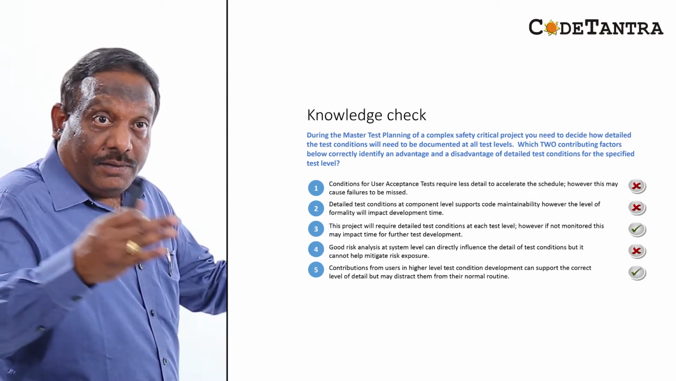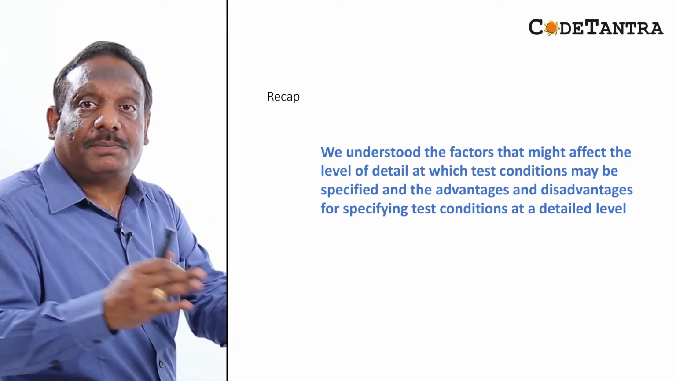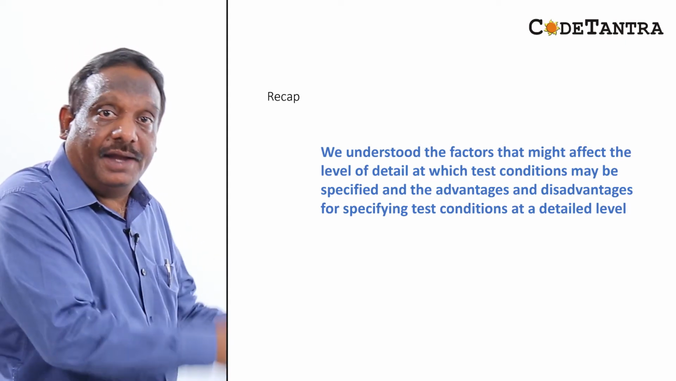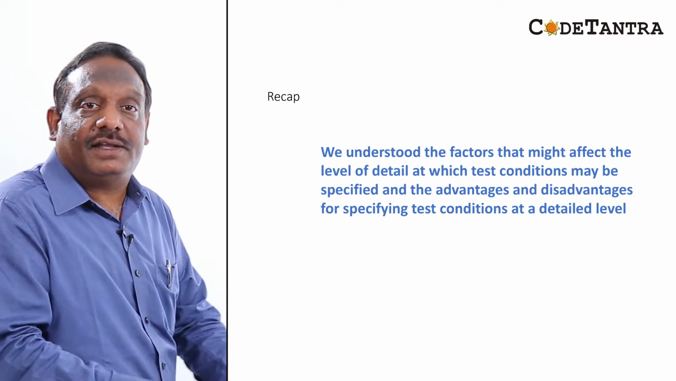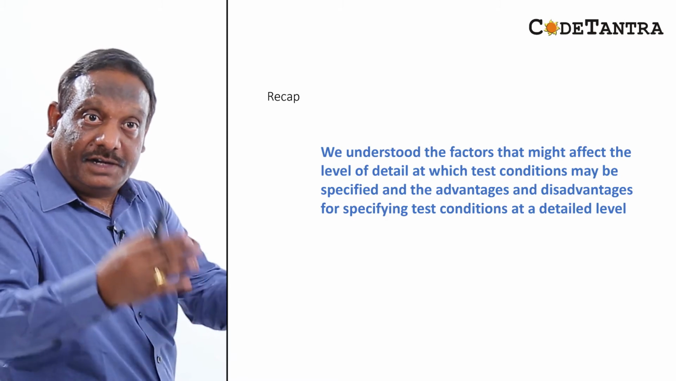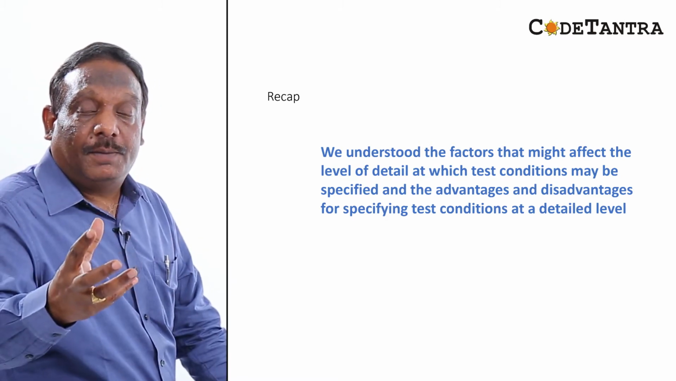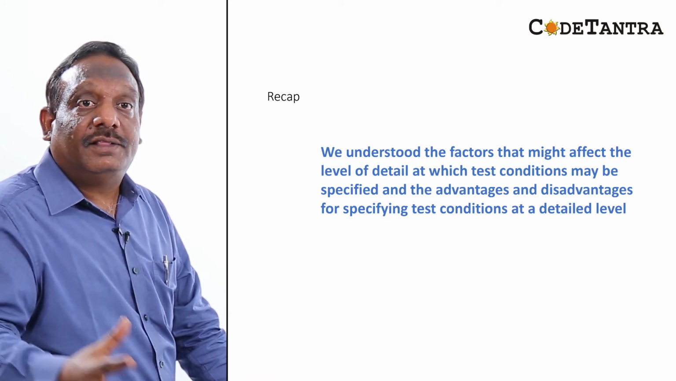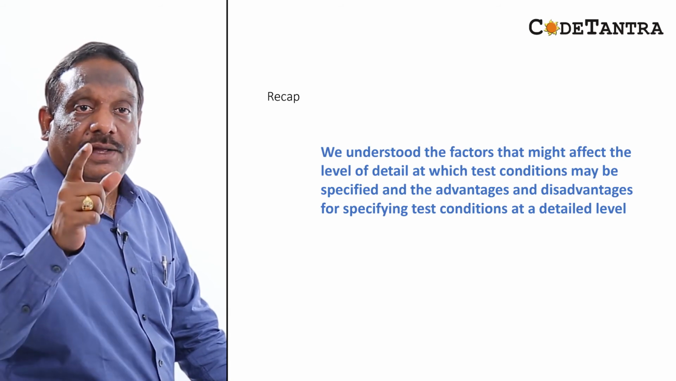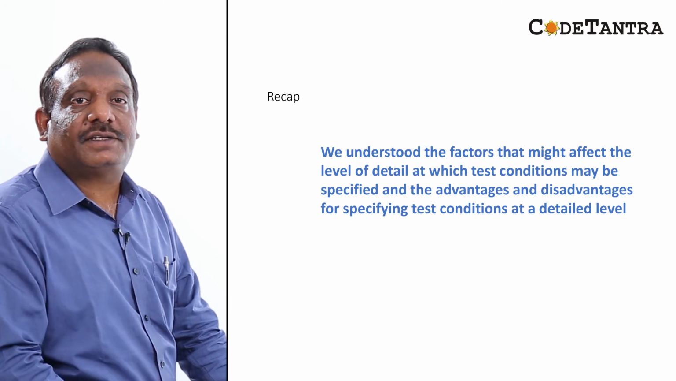So what is the thing that we have learned? So we understood the factors that might affect the level of detail at which test conditions may be specified and the advantages and disadvantages for specifying test conditions at a detailed level. That's what we have learned. It's a little bit theoretical thing, but as a test manager, you have to understand the pros and cons and the factors that contribute to the level of detail of documentation, and this is an important aspect for you to understand about test analysis.